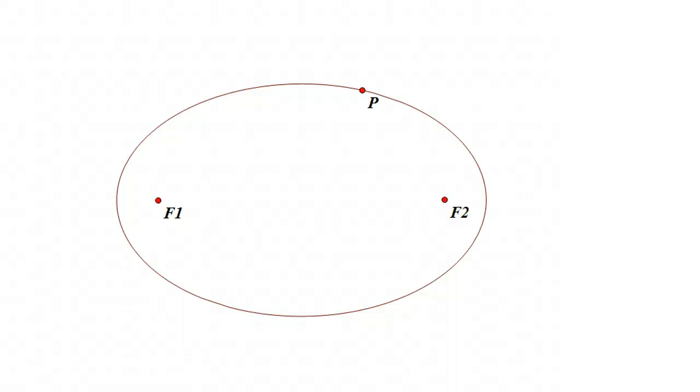Hello class, today we're going to be talking about another conic section. The second conic section we're going to be talking about is ellipses, and you may recognize this shape as an oval. But an ellipse is defined by 2 points called foci, such that for every point on the ellipse, the sum of the distances from the point to each focus is the same.